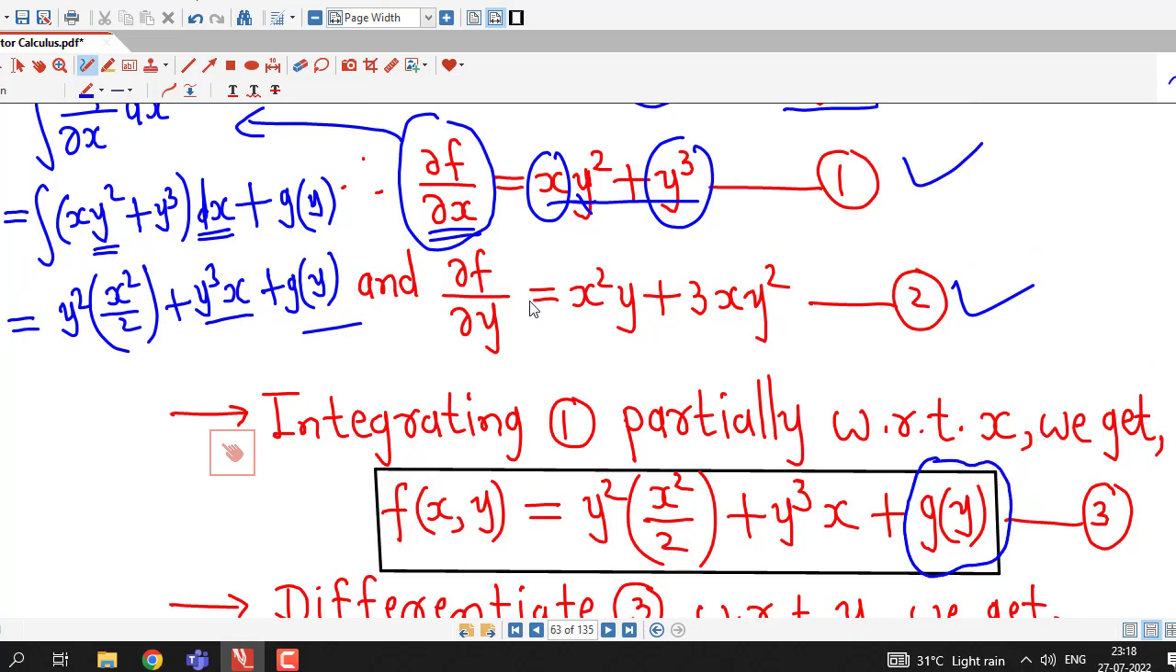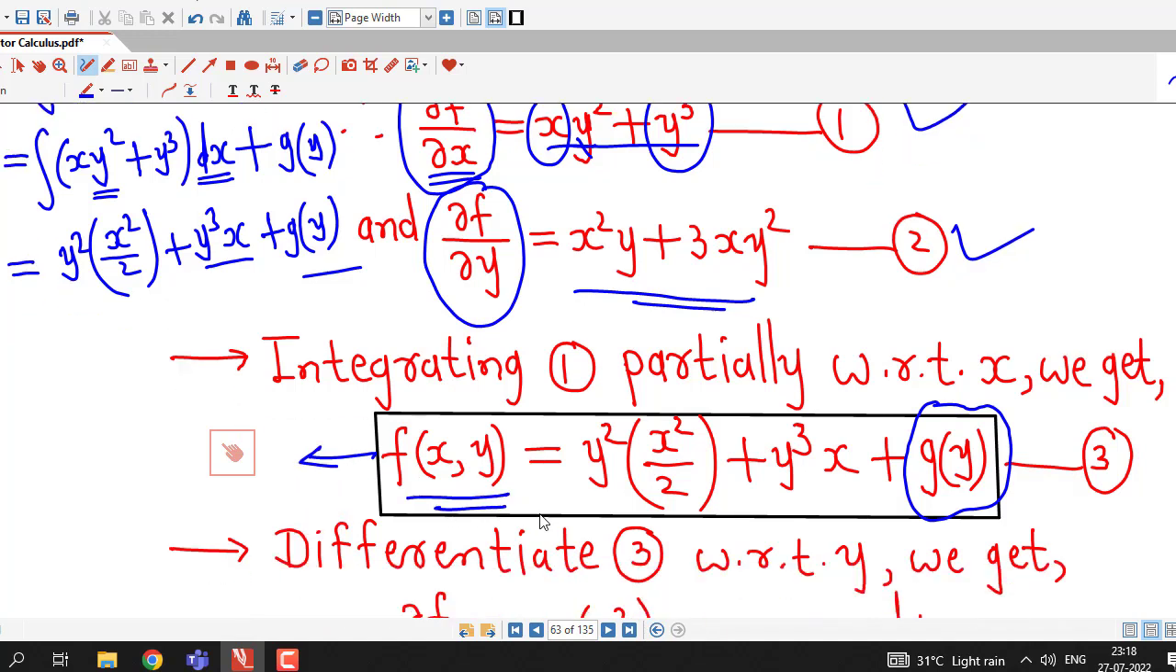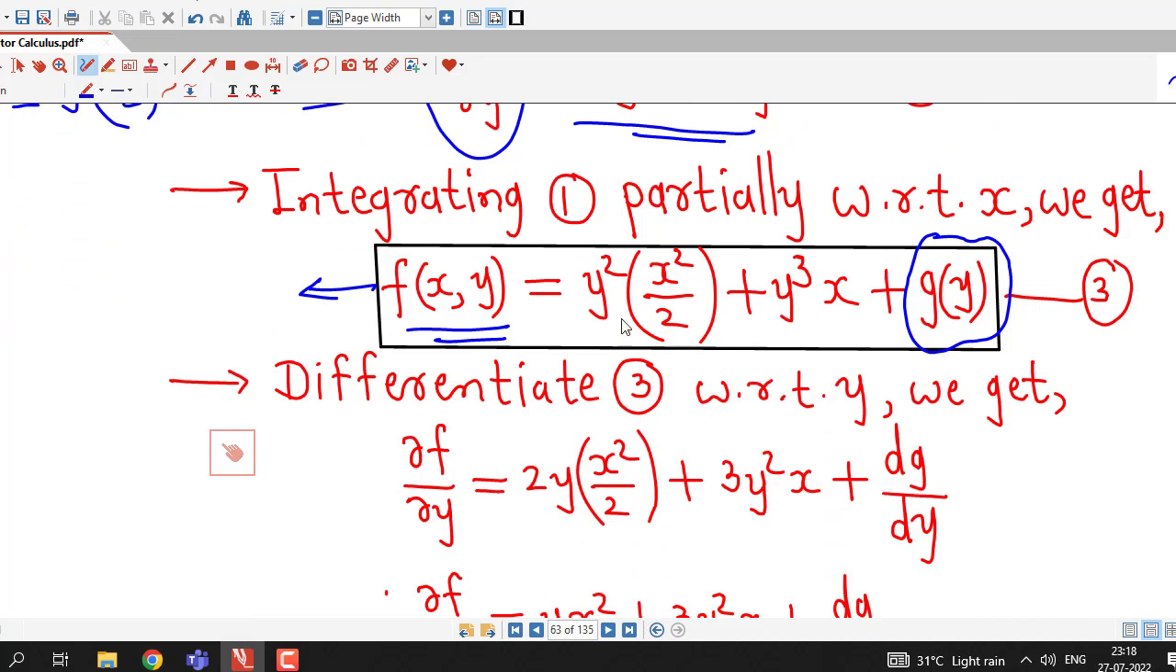So to decide g of y, we will use this second equation. To use the second equation, first we have to differentiate this with respect to y partially. So del f by del y, we are differentiating with respect to y. So x square by 2 is constant. The derivative of y square is 2y. Here x is constant. The derivative of y cube is 3y square. And this is a function of y only. Therefore we write dg by dy, that is the ordinary derivative of g with respect to y.